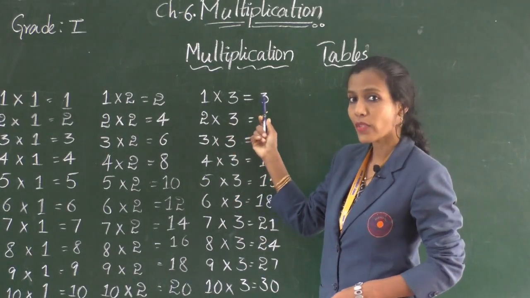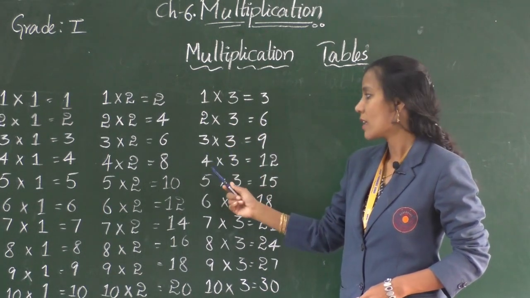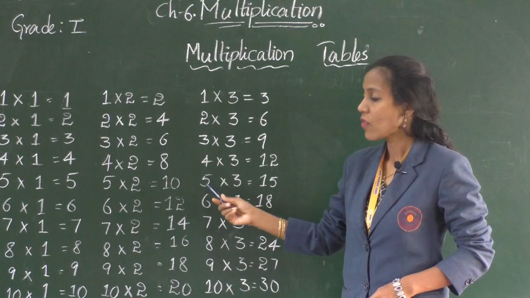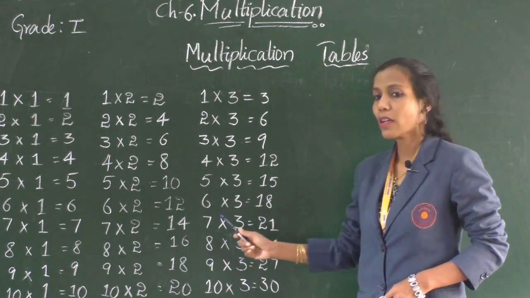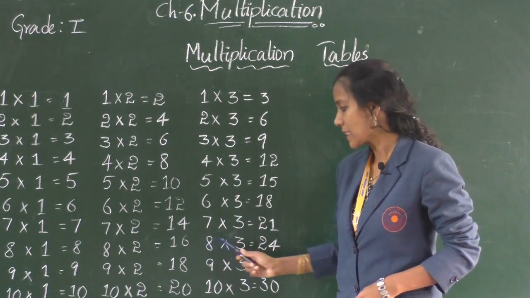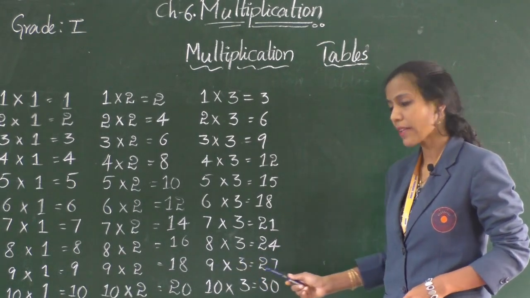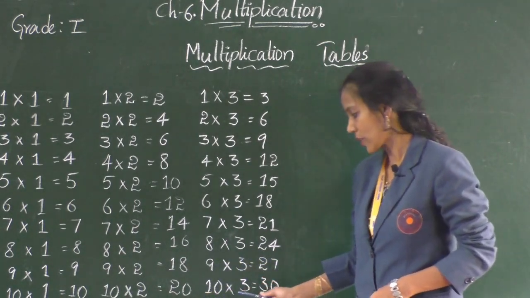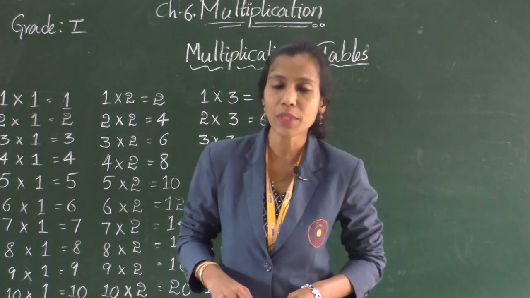1 into 3 is 3, 2 into 3 is 6, 3 into 3 is 9, 4 into 3 is 12, 5 into 3 is 15, 6 into 3 is 18, 7 into 3 is 21, 8 into 3 is 24, 9 into 3 is 27 and 10 into 3 is 30. We are done with our 3's table.